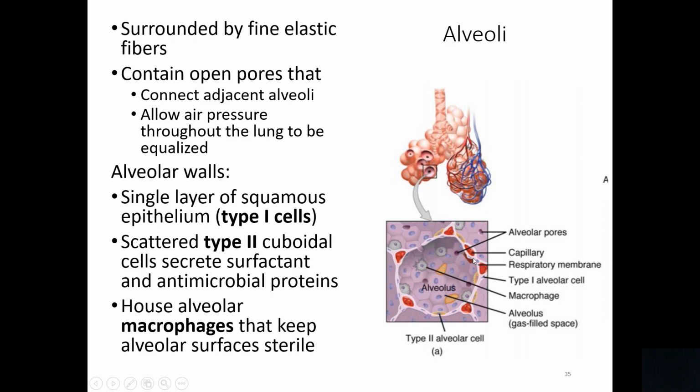The walls of alveoli are made of 3 types of cells. Type 1 alveolar cells would be just simple squamous epithelial cells, one layer of flat cells. Type 2 alveolar cells, right here, are more like cube type cells, and they produce surfactant and some antimicrobial proteins. We'll be talking later about surfactant. And finally, we have macrophages that are responsible for destroying and removing all bacteria and viruses and keeping alveolar surfaces sterile.